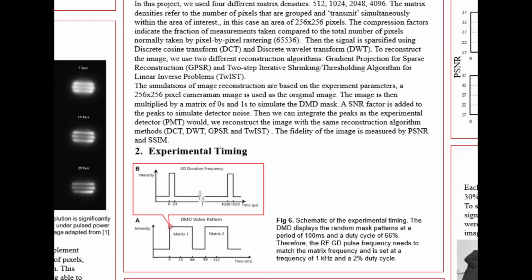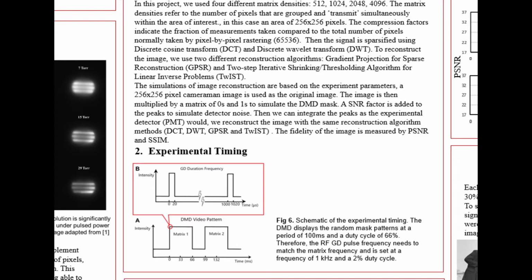In this project, we use 4 different matrix densities: 512, 1024, 2048, and 4096. These refer to the number of pixels that are grouped and transmit simultaneously from the area of 256 by 256 pixels. Then we utilize different compression factors, which refer to the percentage of measurements taken compared to the regular pixel-by-pixel rastering, which is a total of 65,536 pixels. The signal obtained is sparsified using discrete cosine transform, or DCT, and the discrete wavelet transform, or DWT.